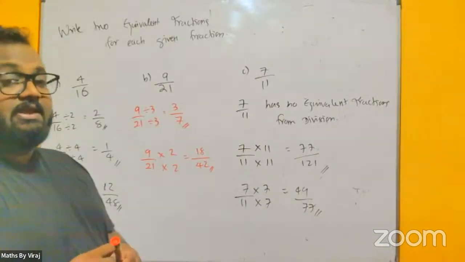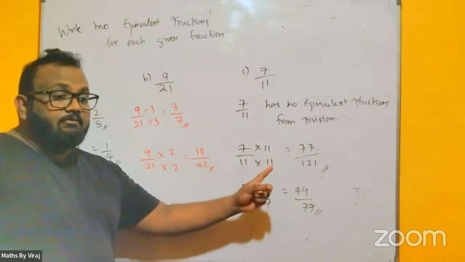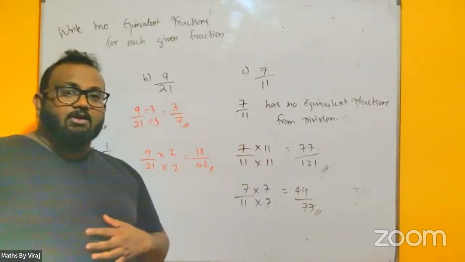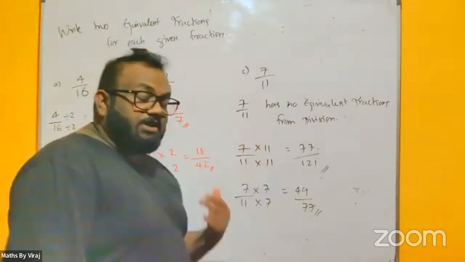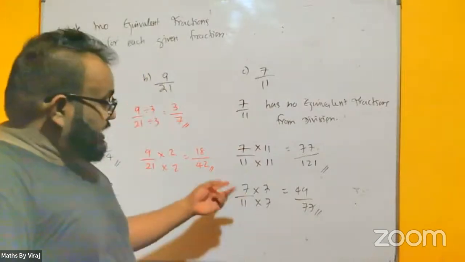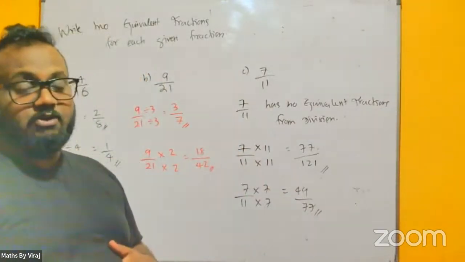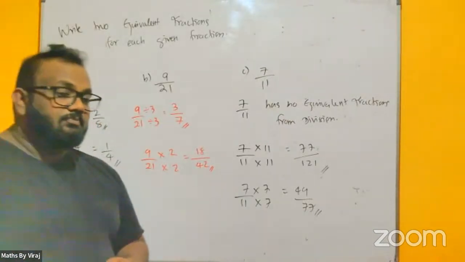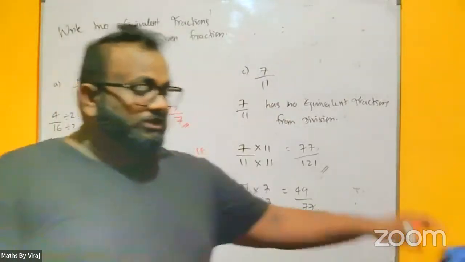Small children think that multiplying 7 by 11, where the 11 happens to be our denominator, must be wrong. Well, it's not wrong, children. You can multiply, no issue. And 7 over 11, you can multiply both top and bottom by 7. No big deal. Are we clear? Yes or no? Children? Yeah? Understood? Yes, sir.